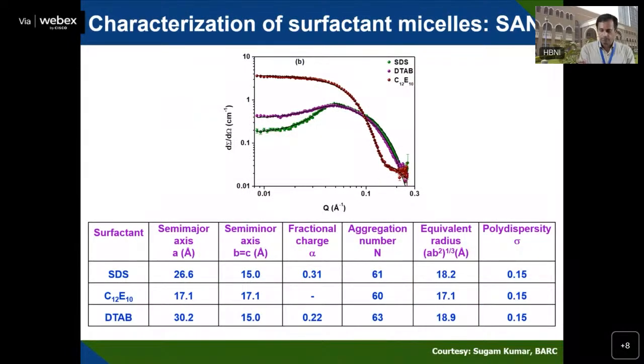This is another example of a SANS study of micelles. You can see here different surfactants that have been taken, like sodium dodecyl sulfonate, DTAB, and C12E10. And this surfactant forms different types of structures, as you can see. From that you can calculate the polydispersity as well as the aggregation number, how many surfactants aggregated, and you can find out the minor and major axis.